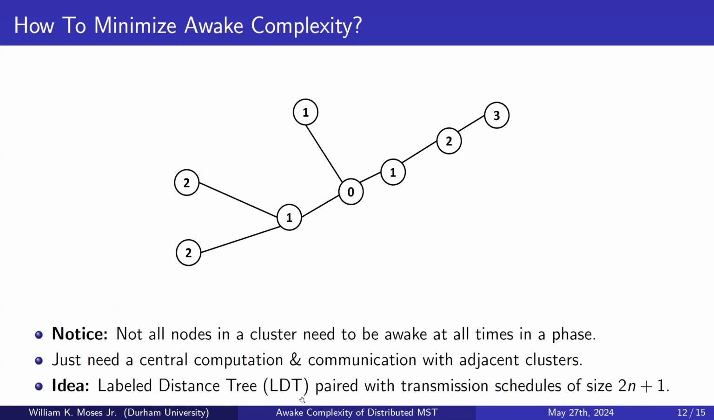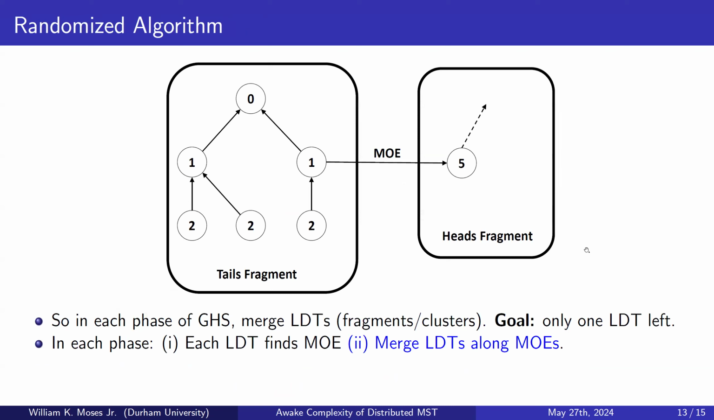And what is a labeled distance tree? Well, true to its name, it is basically a tree centered at some root node, and the labels are given to each node depending on their distance from this root. So things one hop away are labeled 1, things 2 hops away are labeled 2, things 3 hops away are labeled 3. The idea is, in each phase, you can merge these LDTs together, until only one LDT is left. It requires the LDTs to find the minimum outgoing edge and then merge along them. And we develop procedures so that they can merge peacefully. Great. But there's still a problem.